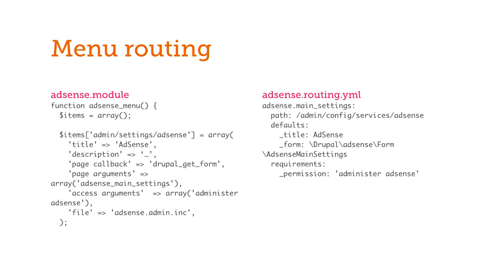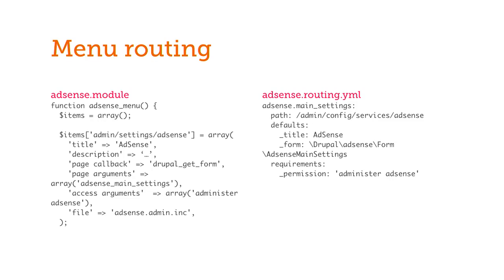Menu routing. So hook menu is gone, it's dead. We don't do hook menus anymore. I think there's still a hook menu alter though, for some reason, or at least there was one until recently. For instance, this is the settings form for the AdSense module. The menu was like that, the normal hook menu, and now the routing contains more or less the same information, but it's all YAML.